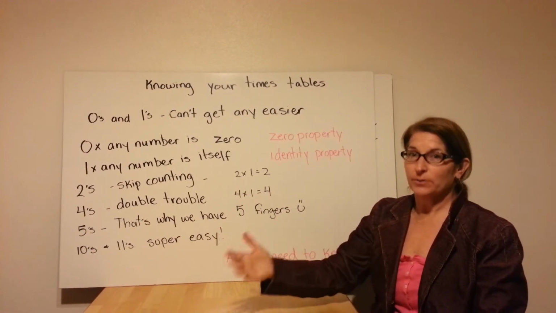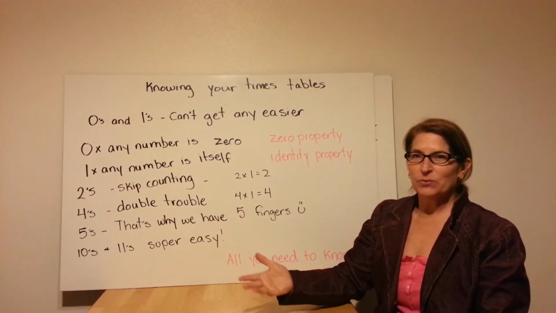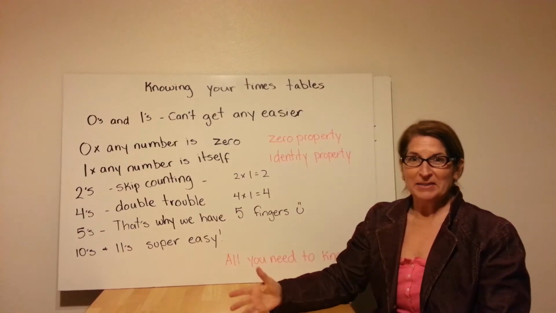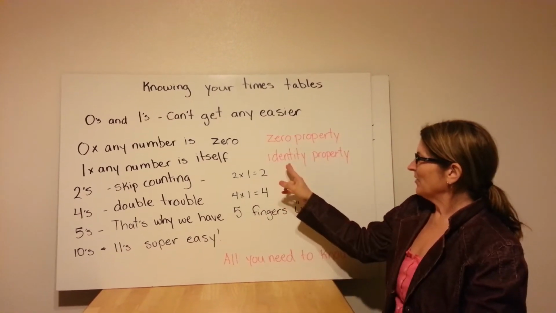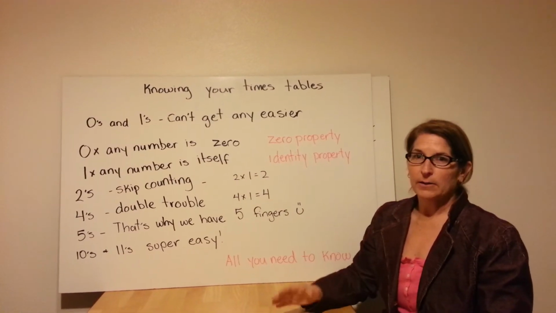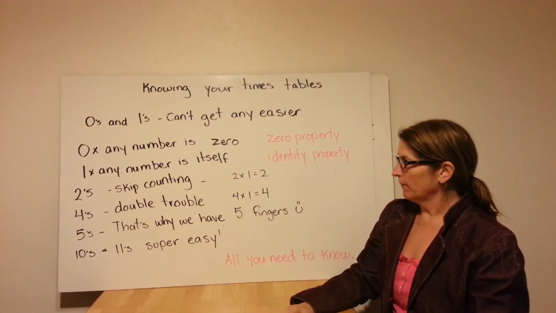2 times 1 is 2. 5 times 1 is 5. Mrs. Calderon times 1 is Mrs. Calderon. And that's called the identity property. So any number times 1 is itself.